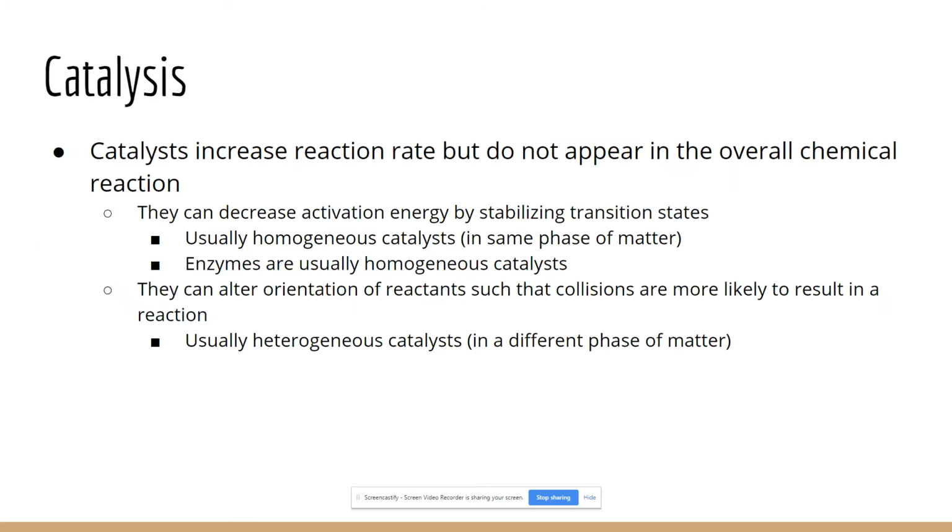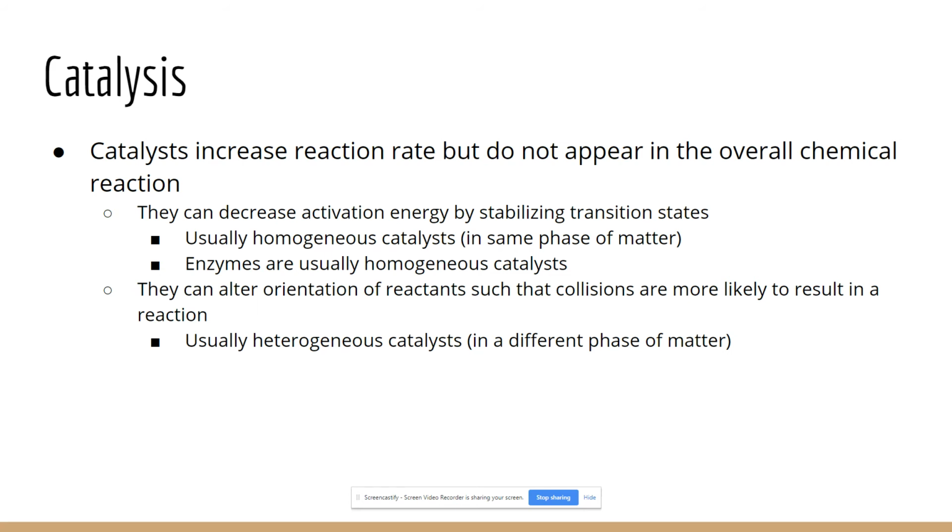Pause here. So when we want to increase reaction rates, we might want to use a catalyst. A catalyst increases reaction rates. They don't appear in the overall chemical equation. They could be something called a homogeneous catalyst. Usually homogeneous catalysts are going to stabilize transition states, so there'll be less of an energy hill, and therefore there will be a greater rate going forward.